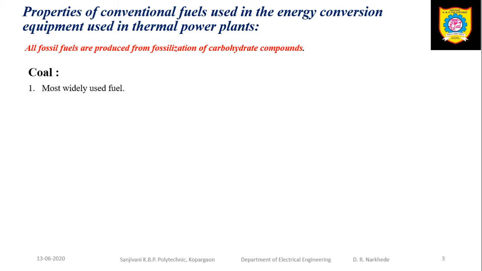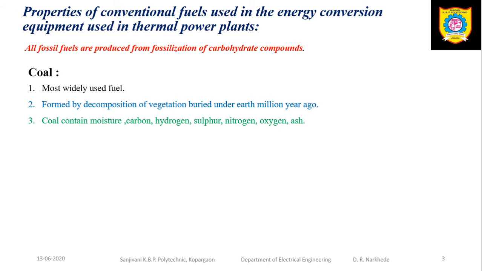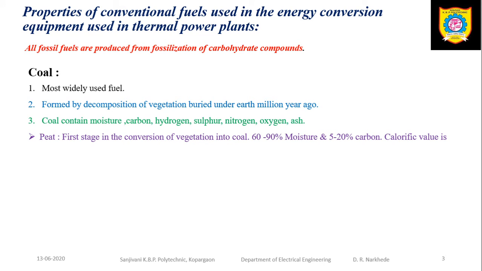Coal contains moisture, carbon, hydrogen, sulfur, nitrogen, oxygen, and ash. So basically, coal is the most widely used fuel all over the world. It is formed by decomposition of the vegetation that we just discussed, buried under the earth millions of years ago. Okay, and in the conversion process, the first stage is called peat. Peat is the first stage of conversion of vegetation into coal.